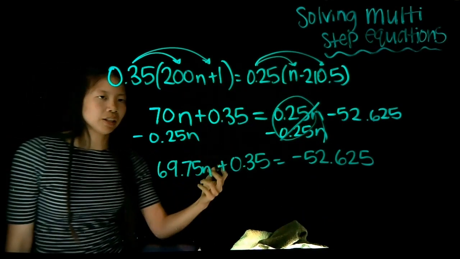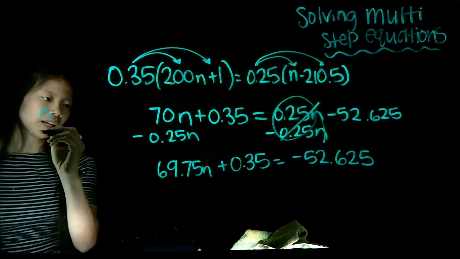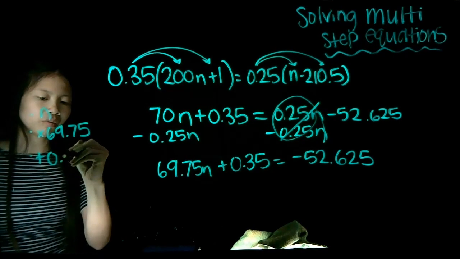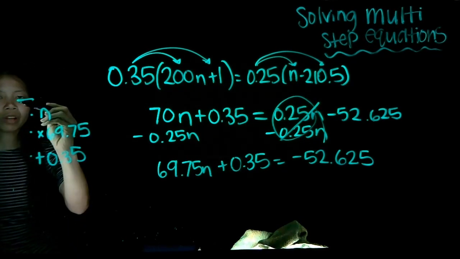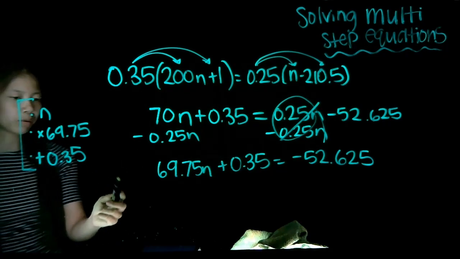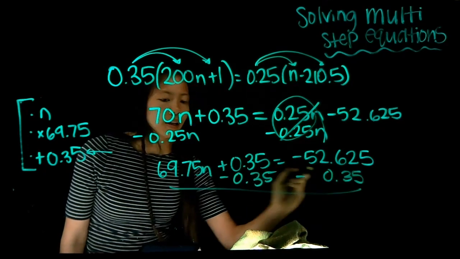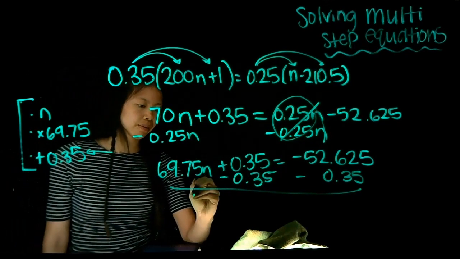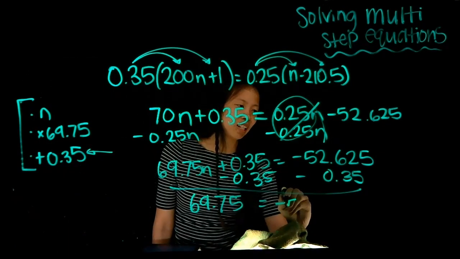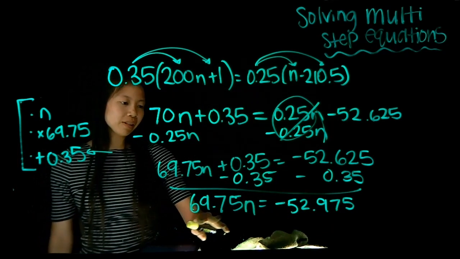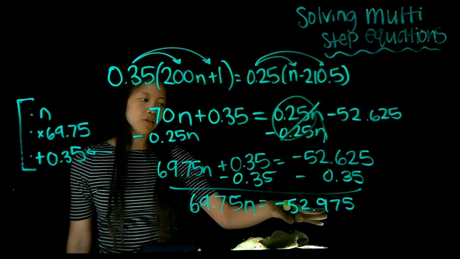Now we want to tell the story of n. N is being multiplied by 69.75. After that, it is being added 0.35. So if I want to solve for n, remember we just need to go backwards. So to undo 0.35, I'm going to minus 0.35 on both sides. All right, now we have 69.75n equals negative 52.975.